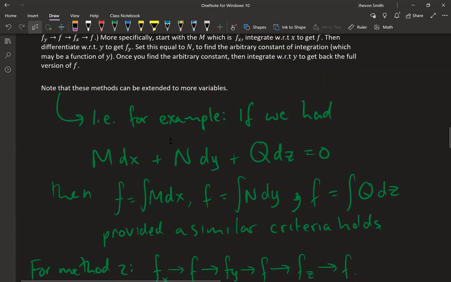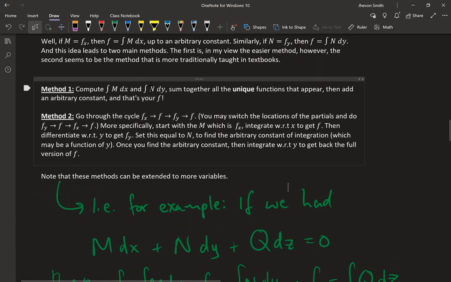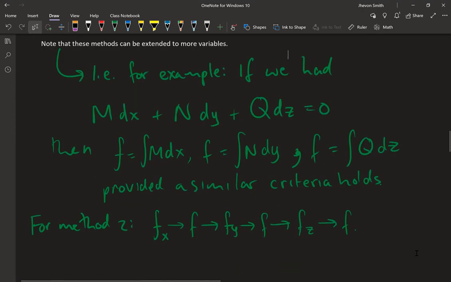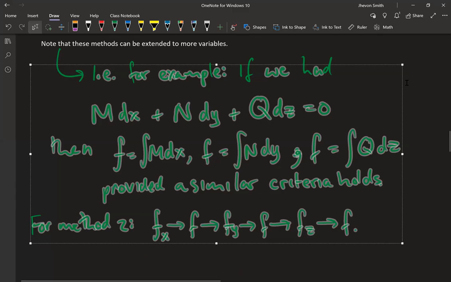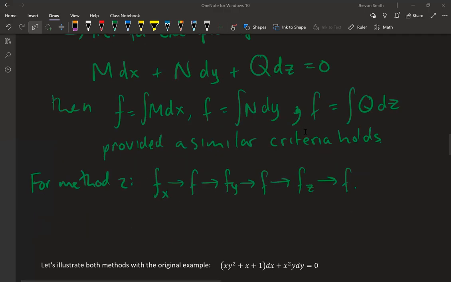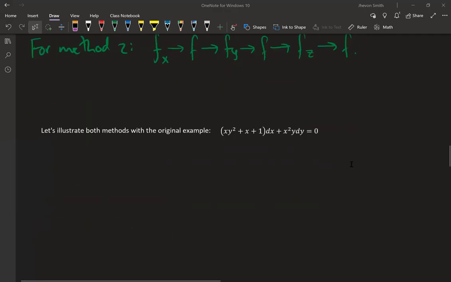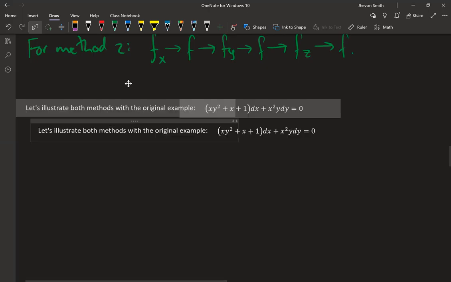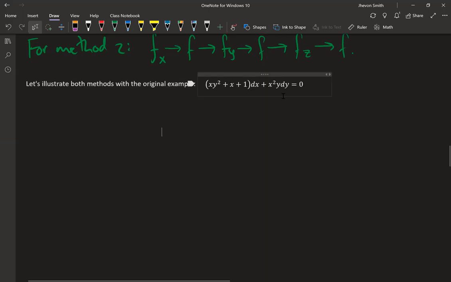It extends very naturally. Now for us, we're only going to be dealing with the two-dimensional case, so you don't have to worry, but you might have other examples and other situations where you have a three-dimensional case or a four-dimensional case. And what I'm going to tell you extends very naturally in these situations. Okay, so let's actually illustrate. I'm going to illustrate both methods with this differential equation, the one that was given above. I'm going to show you how I would actually solve this differential equation.